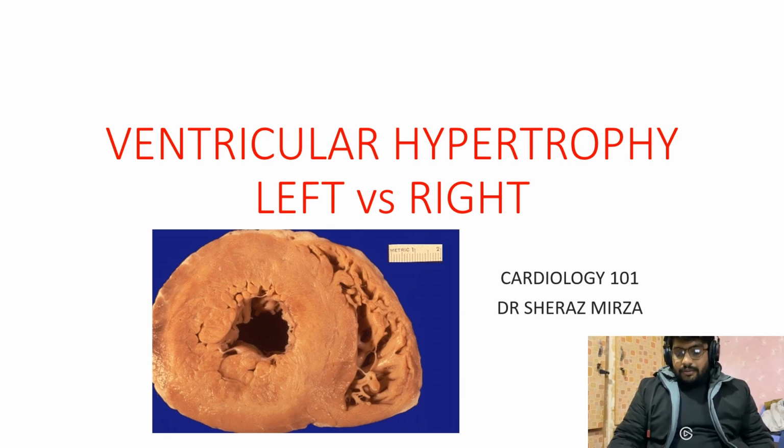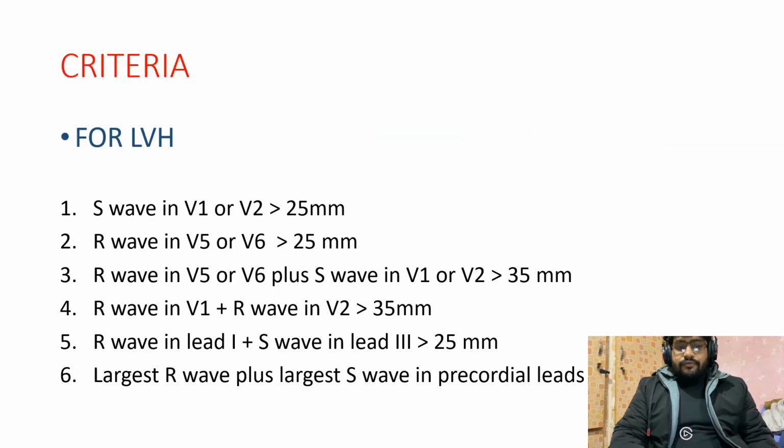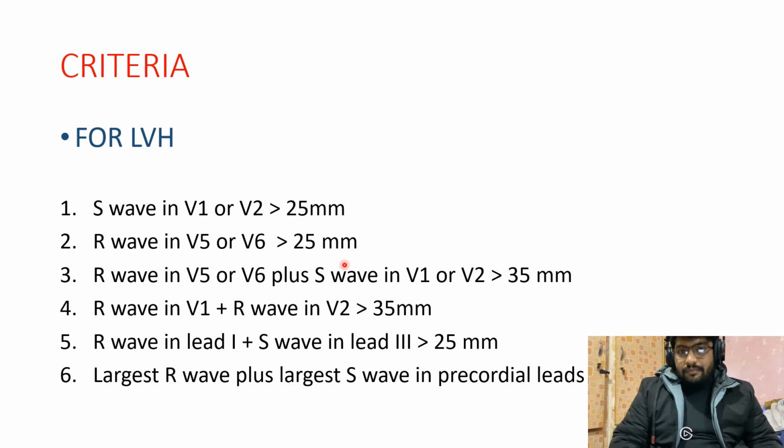All right, so let's go through the different criteria of these things. First up, we have the criteria for left ventricular hypertrophy. We discussed that the R wave is the more important wave that we see in left ventricular hypertrophy. So the R wave in V5 to V6 should be more than 25 mm or 5 large blocks, because each large block has 5 small blocks. So 25 mm, or 25 small blocks, or 5 large blocks.